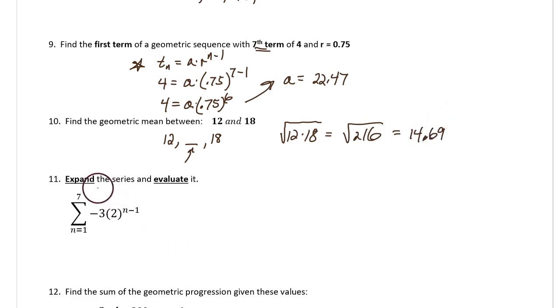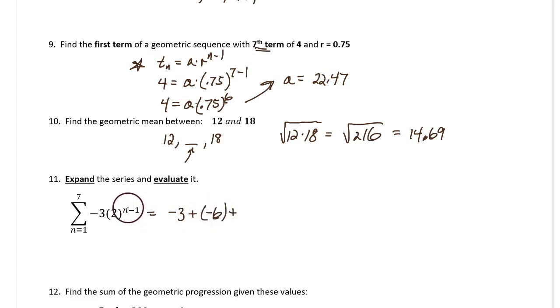Now number 11, expand the series and then evaluate it. So first, fill in 1 for n. 1 minus 1 makes 0. 2 to the 0 makes 1, and negative 3 times 1 is negative 3. Now fill in 2. 2 minus 1 makes 1. 2 to the 1 makes 2, and negative 3 times 2 is negative 6.